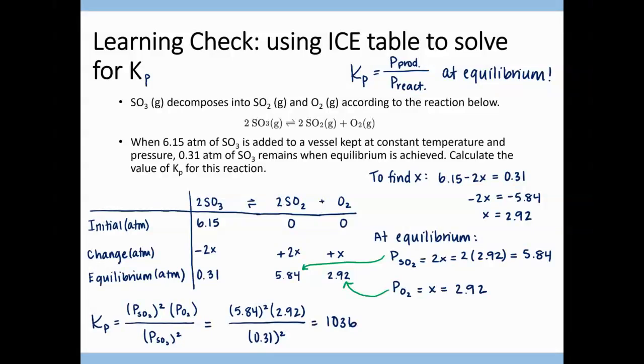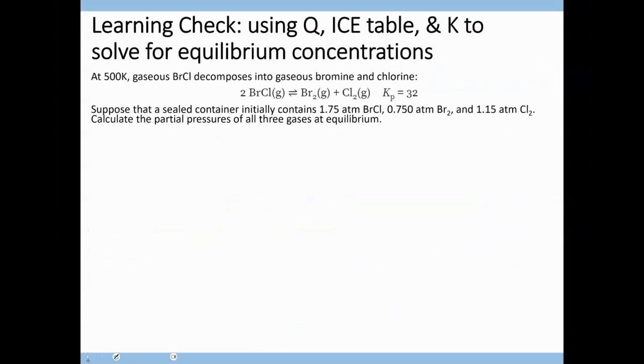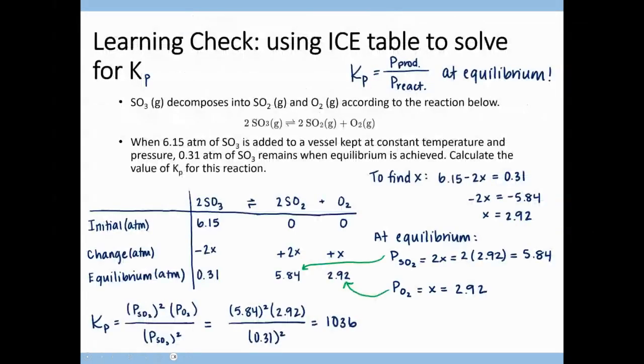We have a very large K value. That means that at equilibrium, we have a much higher partial pressure of the products than the reactants. So it lies to the right. On the right side of the reaction equation appear the products. So this reaction lies to the right.